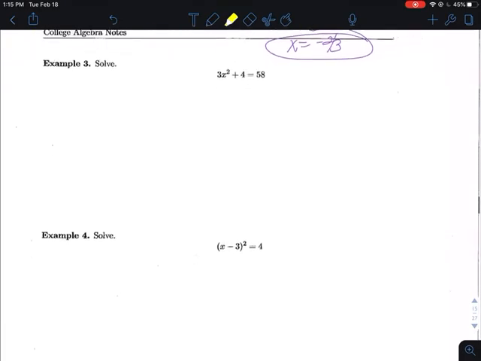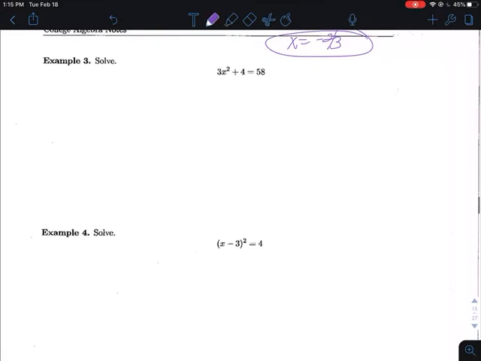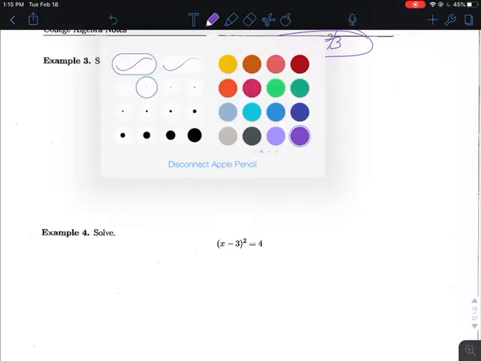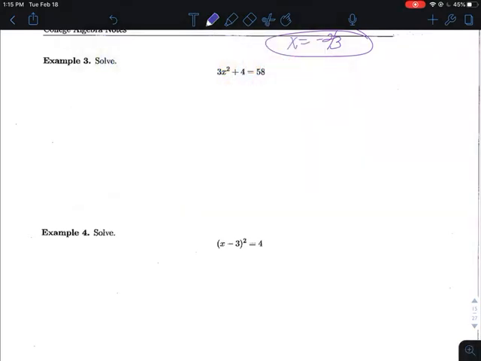So if you look at example 3, I have 3x squared plus 4 equals 58. There's no x in the problem. The only thing I see is x squared and numbers. So what I want to do is isolate the x squared. That's our goal, to isolate x squared, which means you want to get it by itself. So I'm going to subtract 4 from both sides first. That leaves me with 3x squared equals 54. To get x squared by itself, I'm going to have to divide both sides by 3.